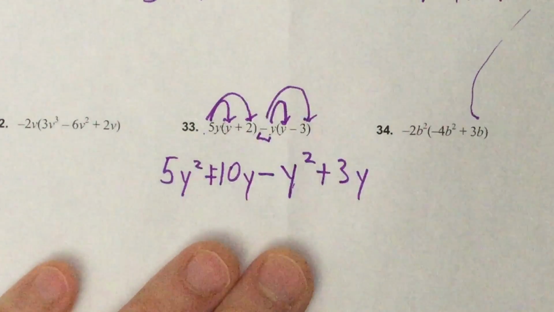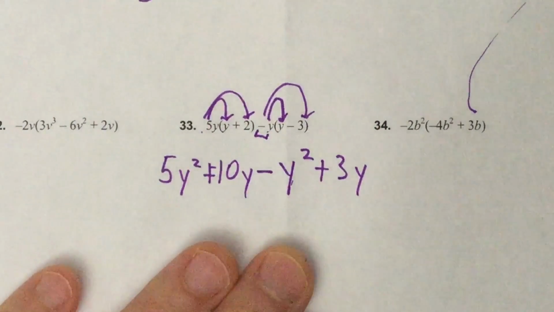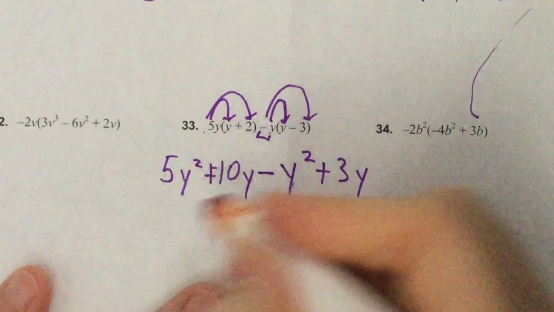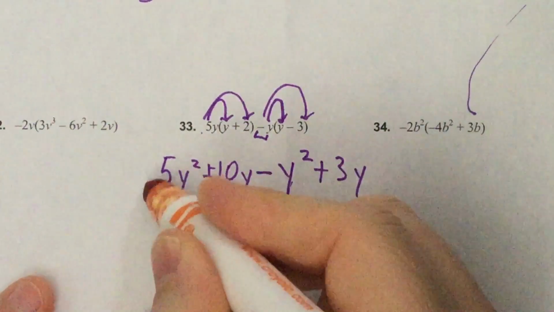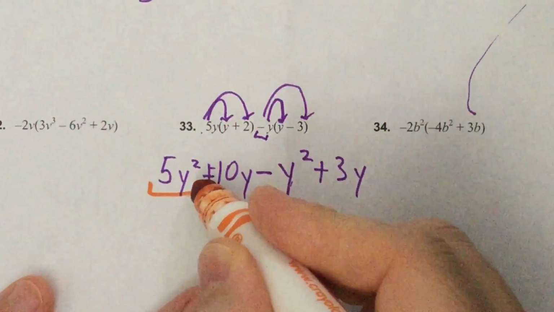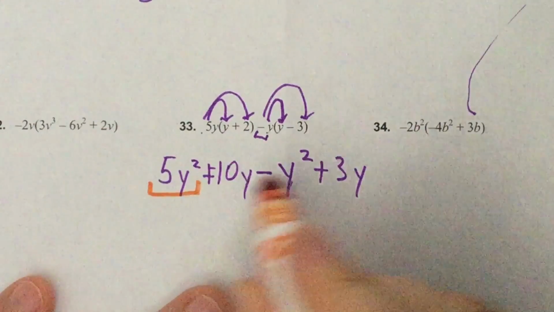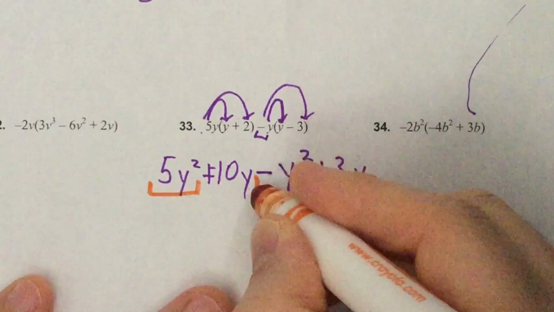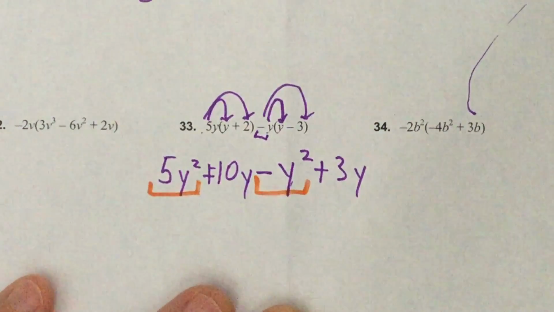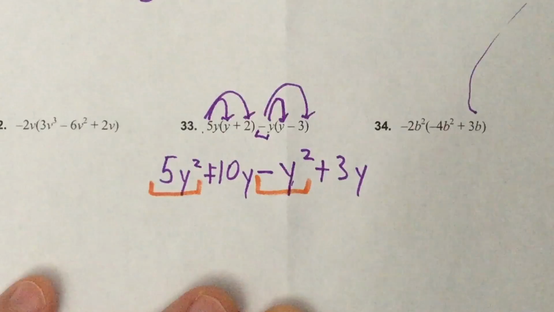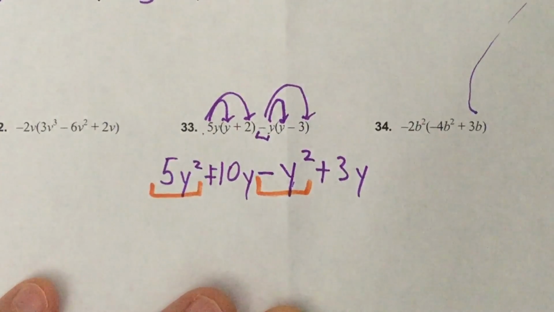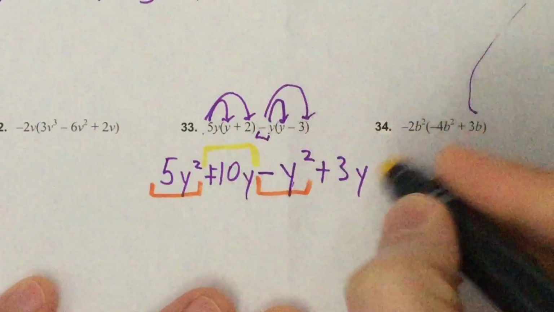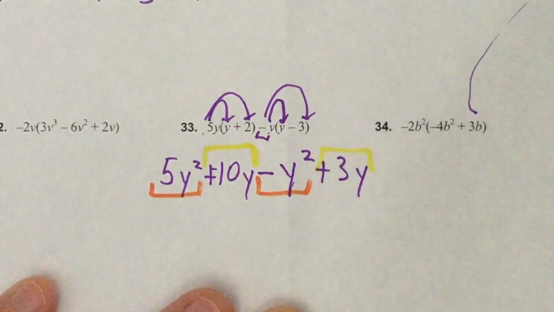I've got a couple of different things here. I'll try to color code it. You'll just get in the habit. You can do shapes, you can do whatever while you're getting used to this. I have a 5y squared here. This is not a y squared, but this is a y squared. Negative 1y squared. Those two guys will combine. And then here I have a positive 10y and I have a positive 3y. So those guys are going to combine.